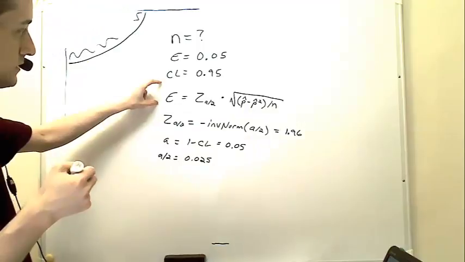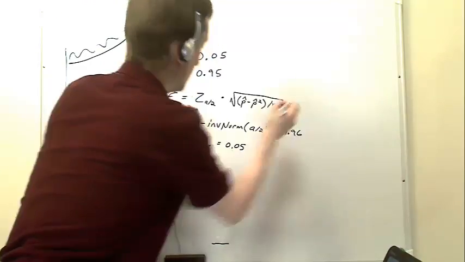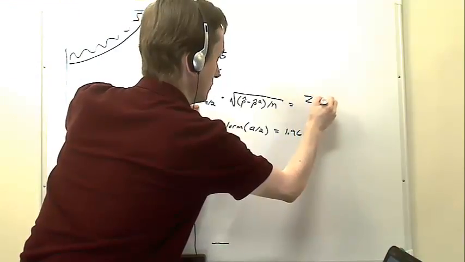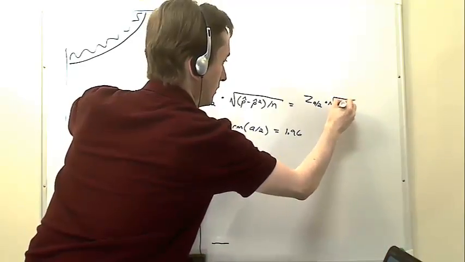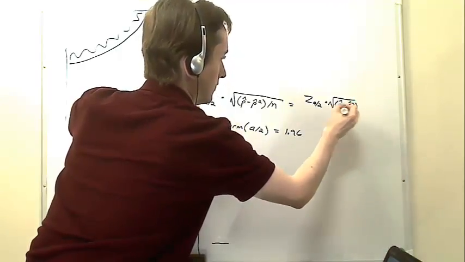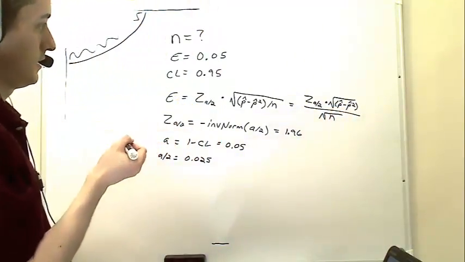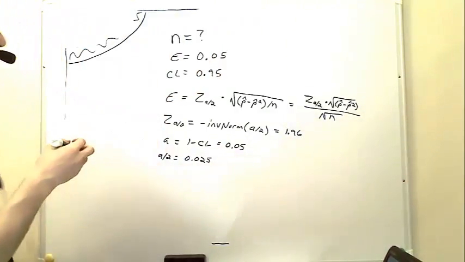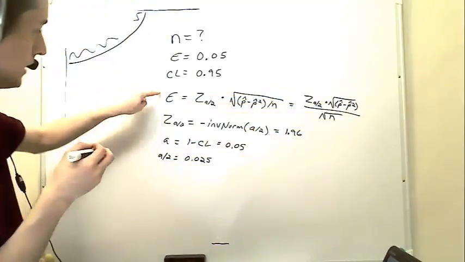So let's rearrange this. I can start by re-expressing this into something that'll be easier to work with. That's Z sub alpha over 2 times the square root of p hat minus p hat squared. Divide all that by the square root of N. And so now I know that the square root of N is going to equal this numerator divided by E.